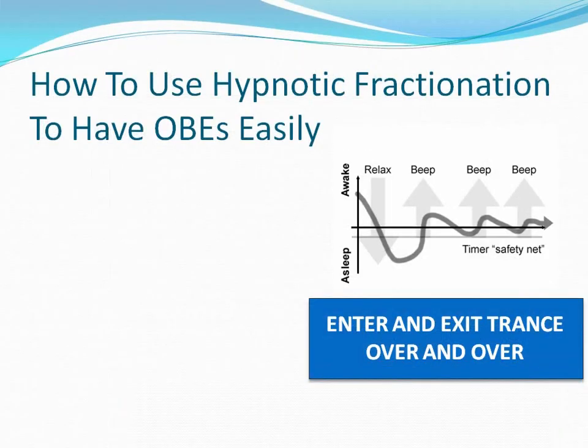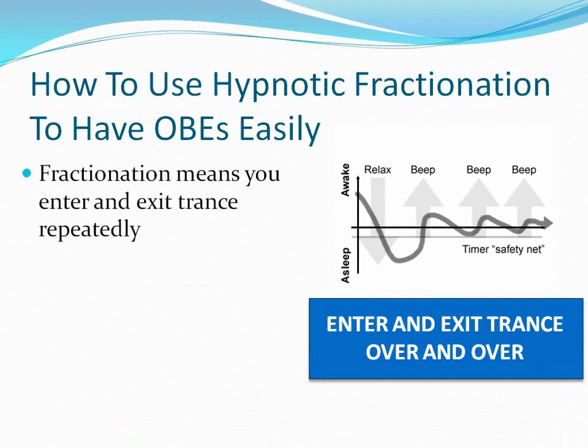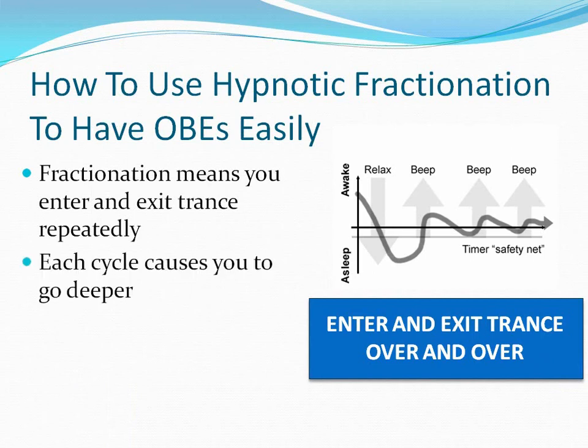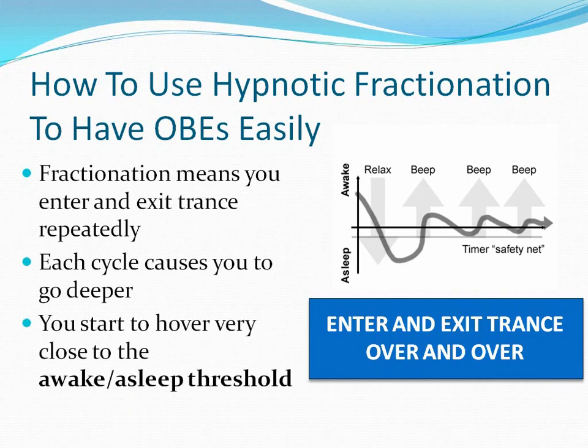This uses a principle from hypnosis called fractionation. Hypnotic fractionation means that when you're put into a trance and then are taken from that trance, the next time you enter trance, you'll enter it more deeply than before. That means that if you can enter even the slightest trance, then you can enter a very deep trance just by going in and out of that trance over and over. This is how you can hover on the awake-asleep threshold and ease your way into an OBE without having to use any kind of practice or skill.